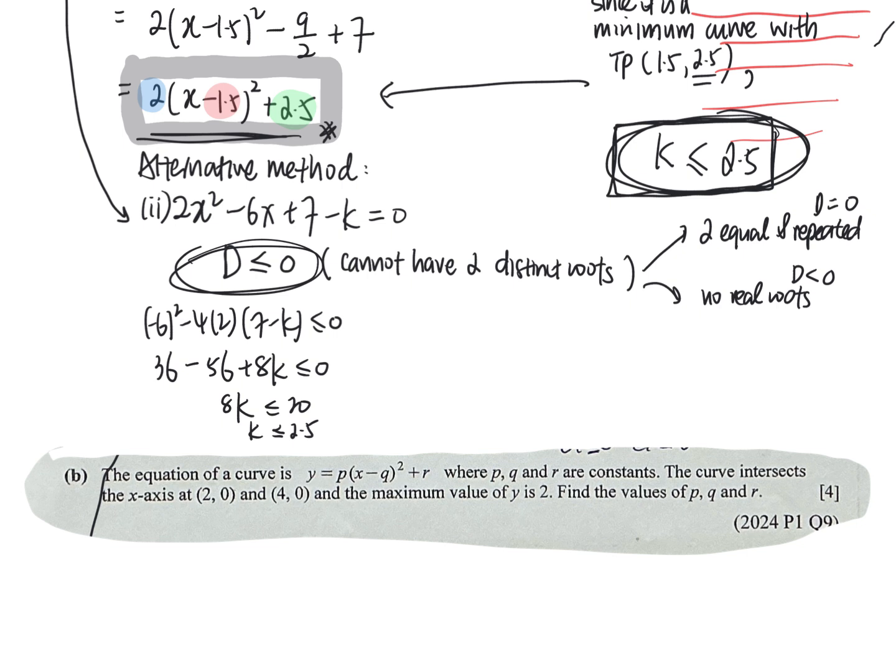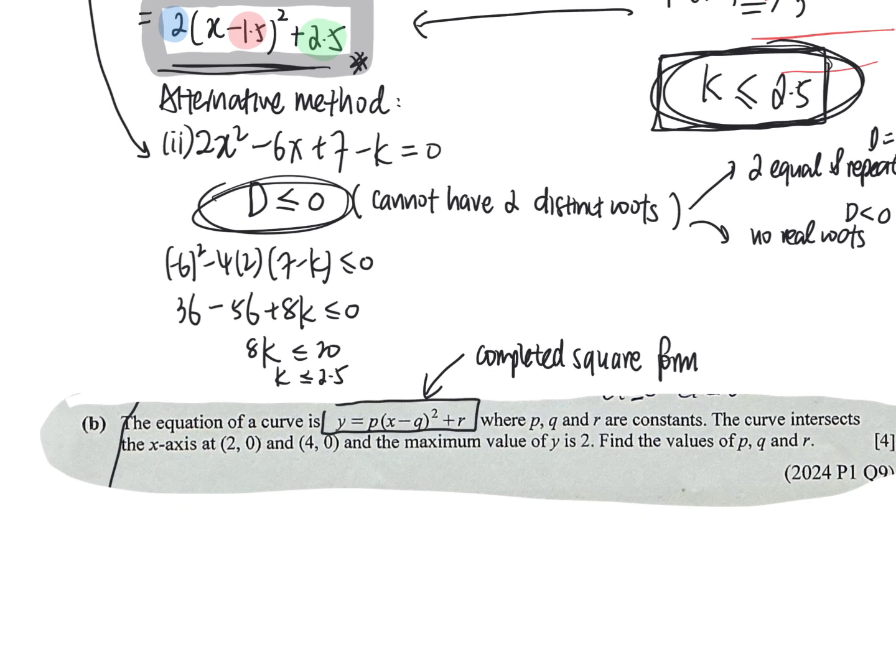Okay, so first thing first. This is a completed square form. One look at this, you must know it's completed square form. And then they tell you the maximum value is 2. So remember, we can always read the turning point from here. What is the turning point? How to make this thing 0? When x is q. So when this whole thing zeroes out, your y will be r.